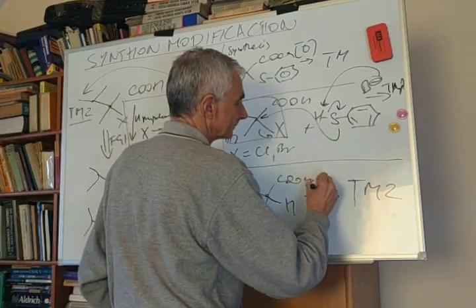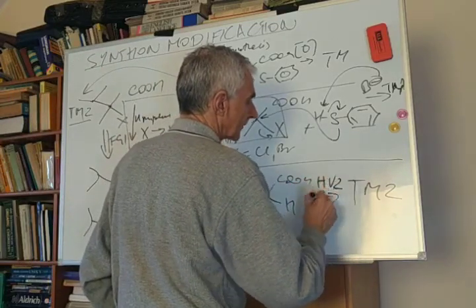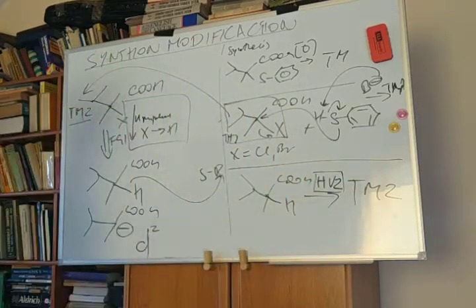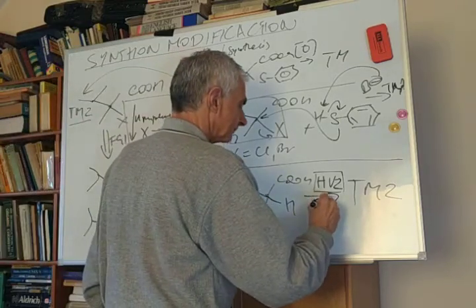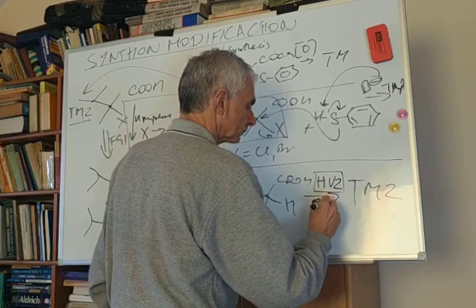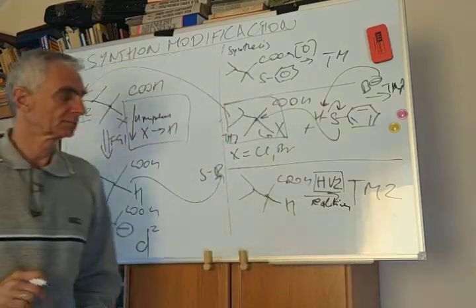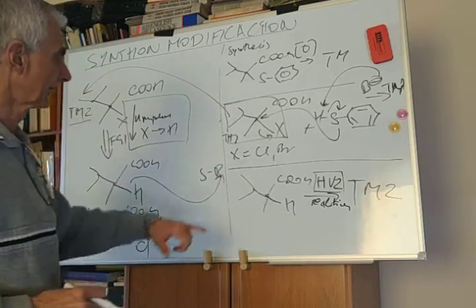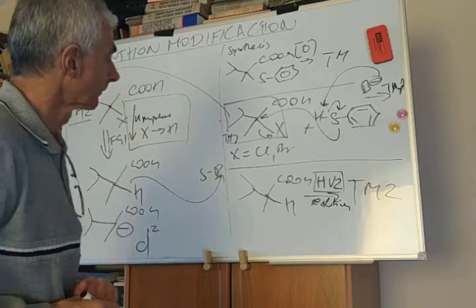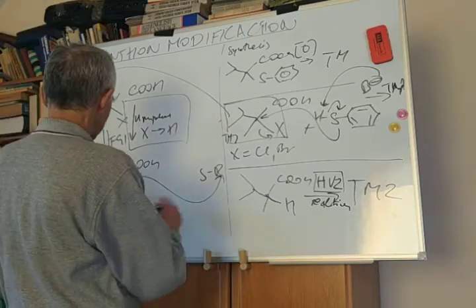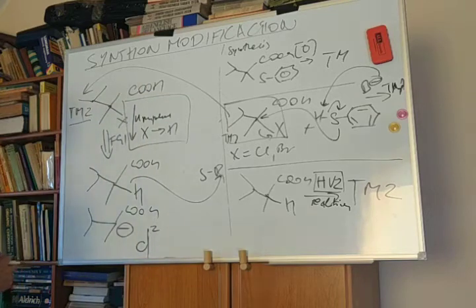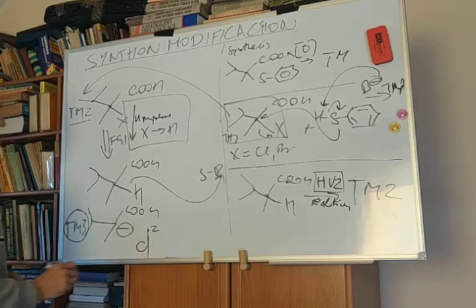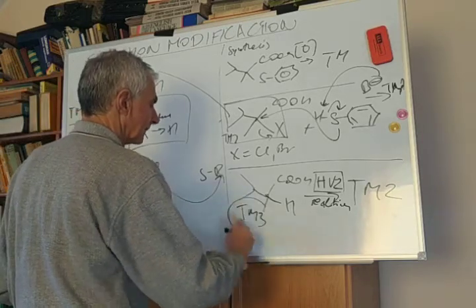So, the HVZ reaction is simply the chlorination at the alpha carbon atom. So we have that one ready, and we have this target molecule 3. So this will be target molecule 3.